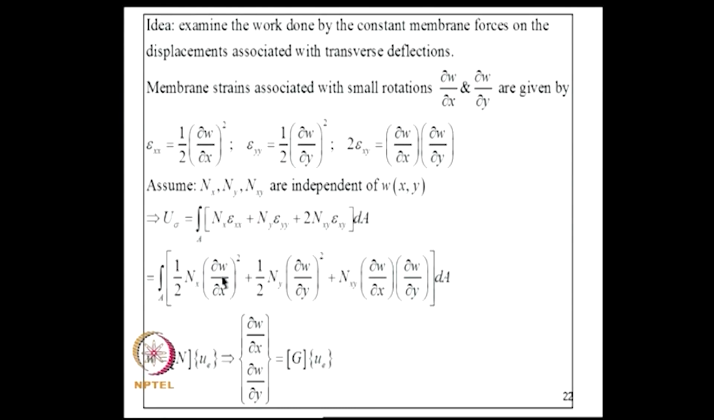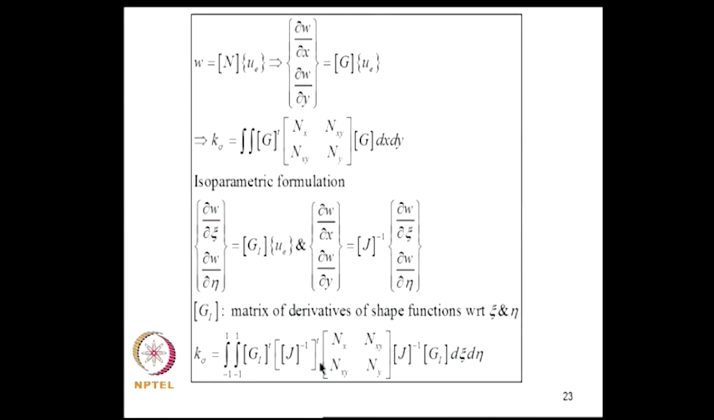W is the field variable, and using the matrix of shape function N and nodal coordinates ue, I will derive this. Okay. This leads to the G matrix that we have seen earlier, and W is written as G into ue. Now, I compute K, the elements of K sigma matrix using this relation we have already derived, and now the integration is over the area. I am not giving all the details, just giving you the main milestones in the derivation.